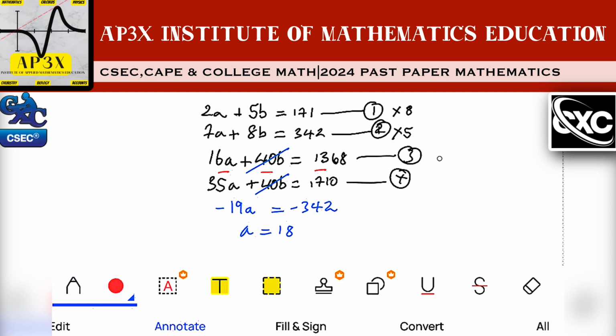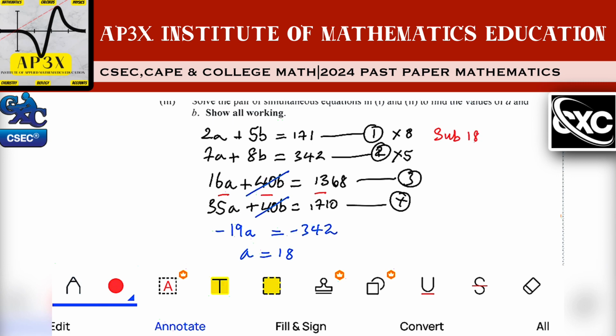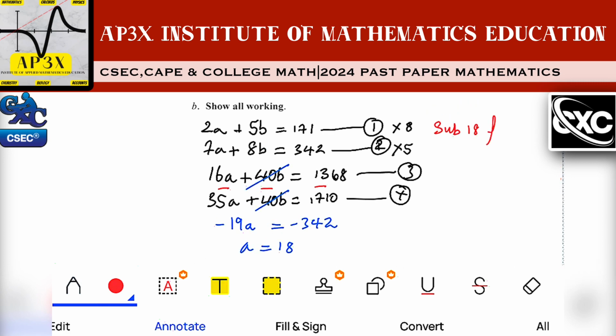All right, and now that we've gotten the value of a, we're going to go ahead and write a statement here. We're going to sub 18 for a in, we can choose either equation 1 or 2. I prefer using equation 1 because of the smaller numbers. So wherever I see an a, I'm going to go ahead and put 18 then.